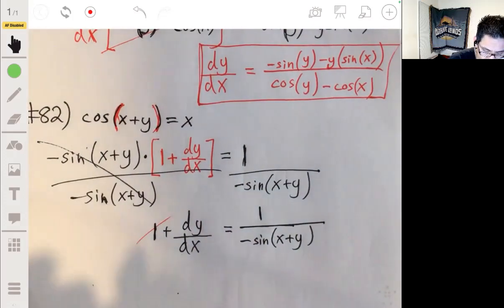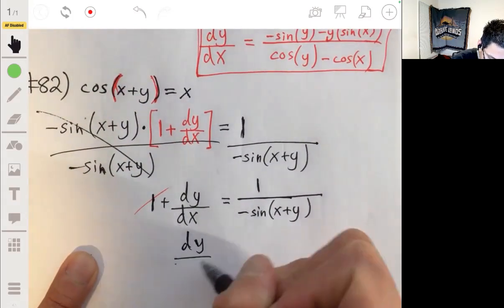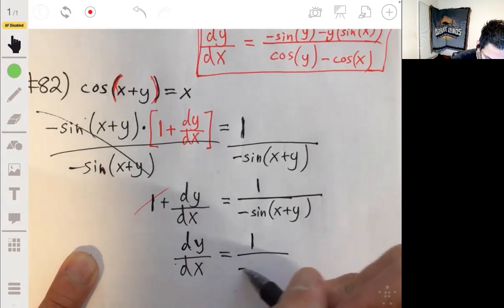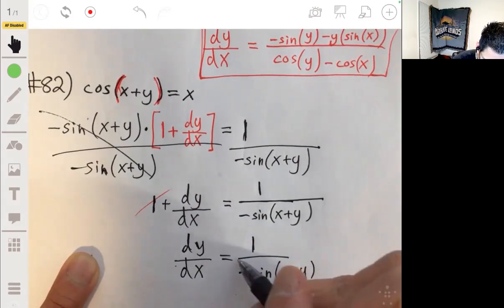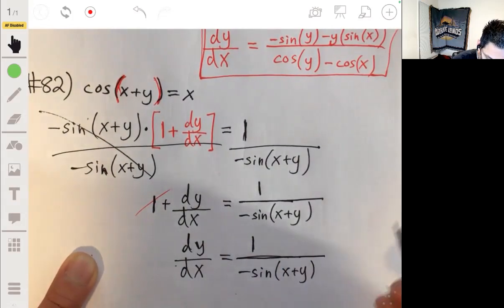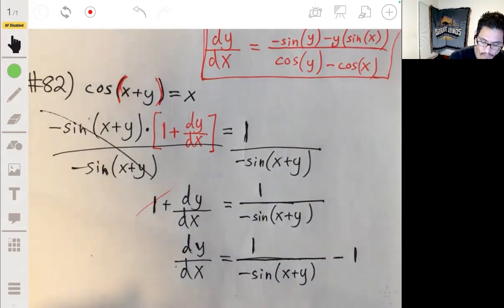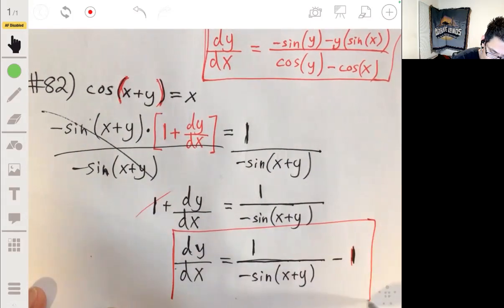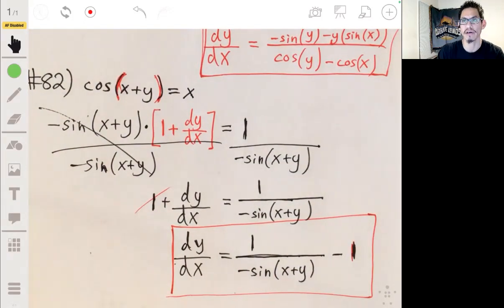So after we subtract that, we just get that dy dx is equal to 1 over the negative sine of x plus y minus 1. And that's really your answer. I mean, you can combine them and have common denominators. That's all you really need to do for calculus. So there you go. Hope that helps.